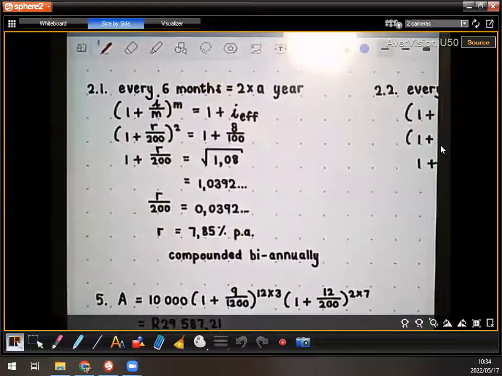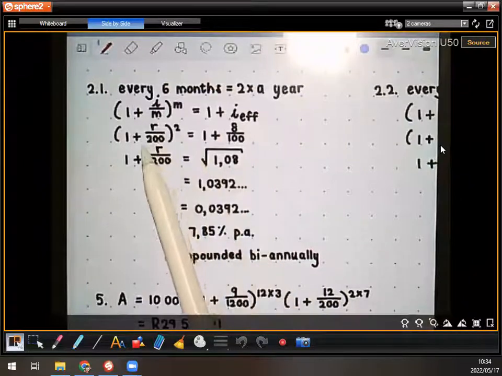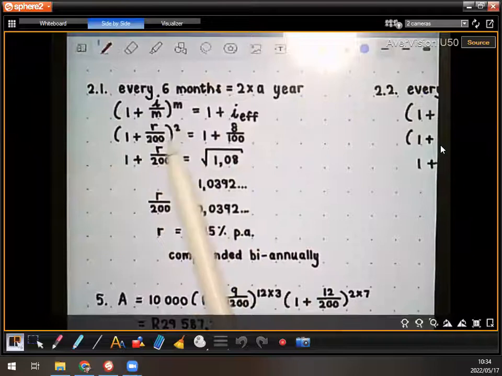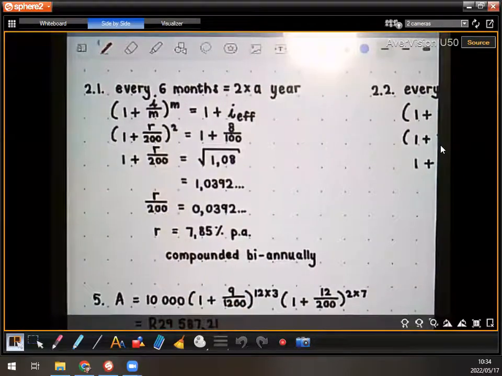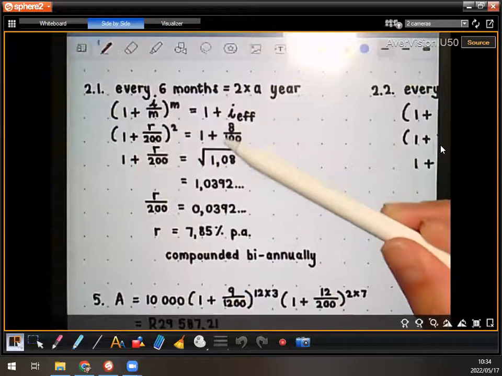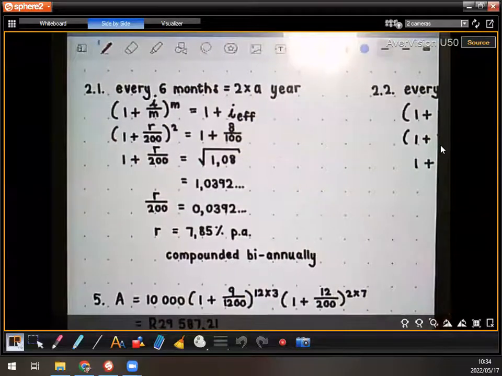So they've given you an effective interest rate of 8%. You now need to find the nominal interest rate if it's calculated every 6 months. So twice a year. Okay, so I hope it makes sense that it's over 200 and to the power of 2. Okay, how many 6-month blocks are there in 1 year? 2 of them. Okay, so that's why you have to do over 200 and to the power of 2 is equal to 1 plus the interest rate that they gave you.